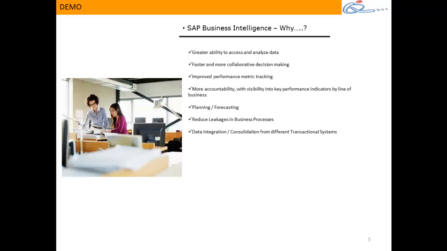And with the help of reports, you can also reduce leakages in your business processes, and it also helps you integrate and consolidate data from different heterogeneous systems and store it in one system. So that's where your BW acts as an enterprise data warehousing solution, where it extracts data from different heterogeneous systems into one, and that's where it provides the data as one point of truth, one fact information for n number of data marts which can get data from BW.